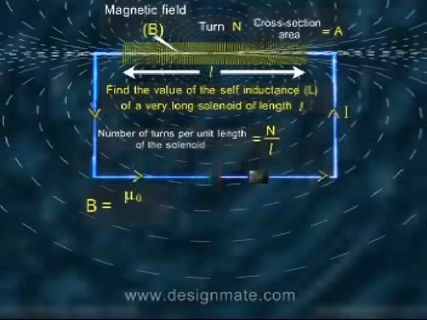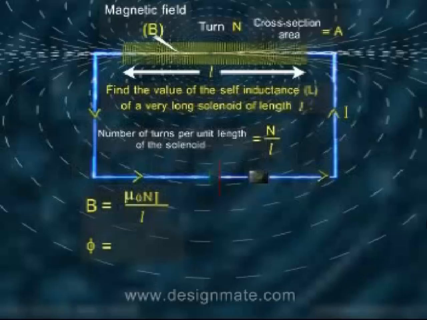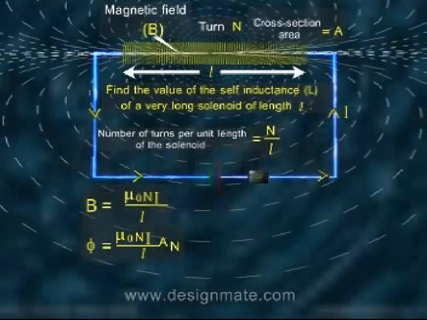B is equal to mu 0 into N I upon L. Therefore, the total flux linked with the entire solenoid will be phi is equal to B into A into N. Phi is equal to mu 0 into N into I into A upon L into N. Phi is equal to mu 0 N square I A upon L.